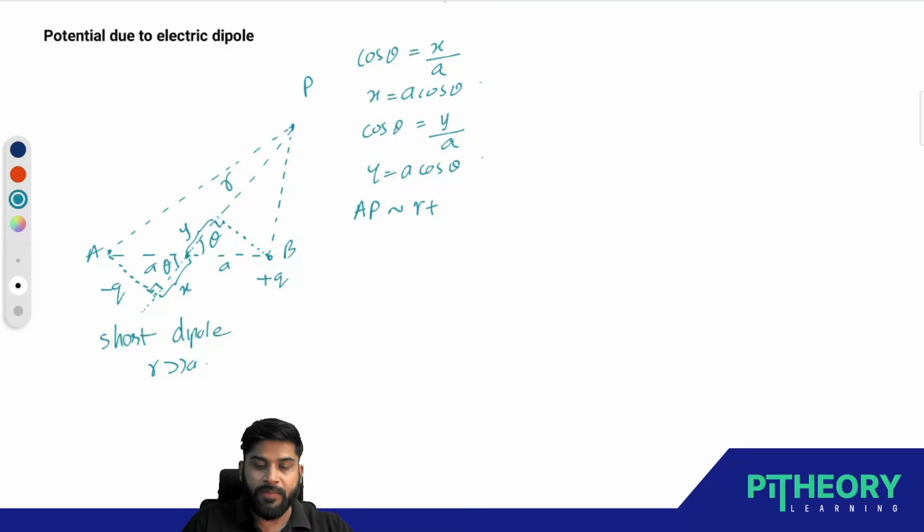R plus x, which is nothing but R plus a cos theta, we can actually write. And BP, you can approximately write as equal to R minus a cos theta. Okay, so this is the crux of this problem.